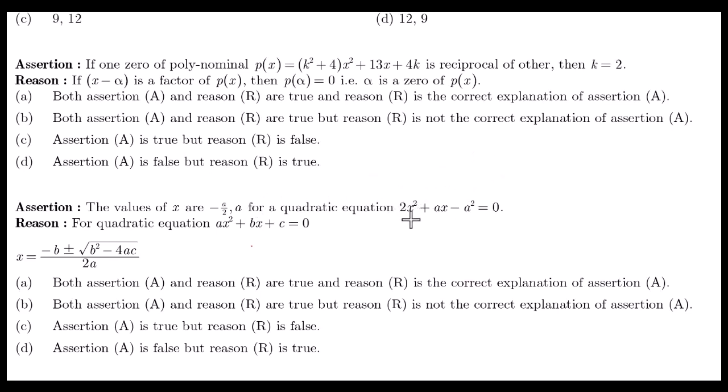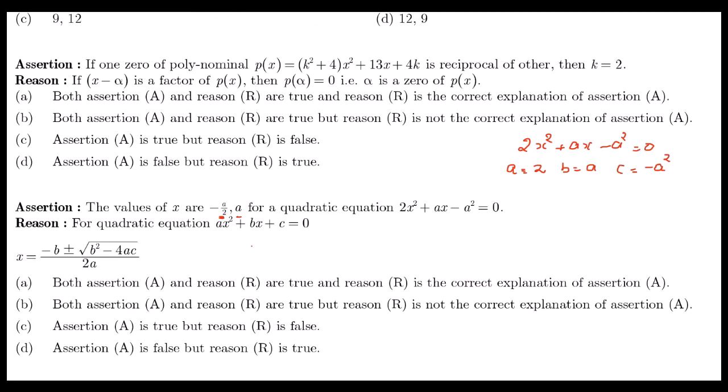Since it is a quadratic equation, we will have two zeros, right? Here it is given that minus a by 2 and a are the two zeros. So the quadratic equation is 2x square plus ax minus a square is equal to 0, whereas a is equal to 2, b is equal to a, and c is equal to minus a square. The coefficient of x square is a, the coefficient of x is b, and the constant term is c, that is minus a square. So if you want to find out the values of x, we have to use the quadratic formula. That means we have to use this reason, right?